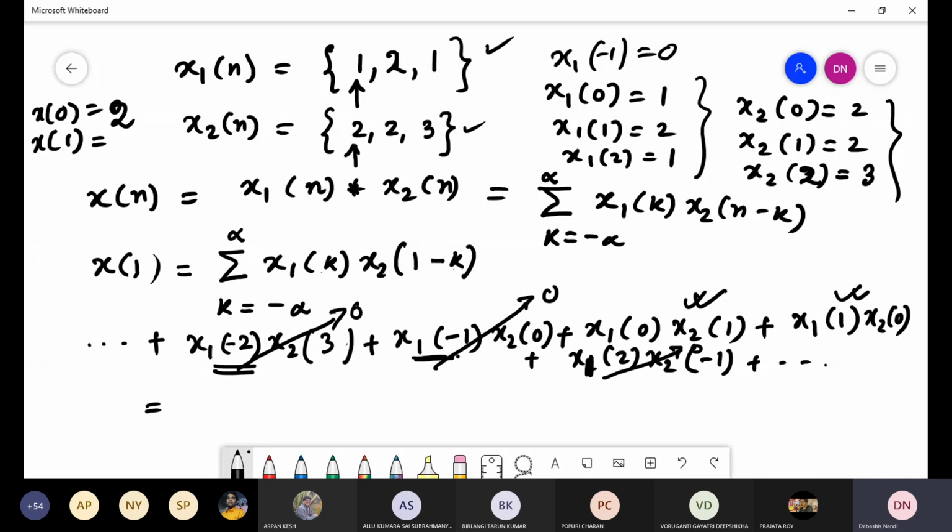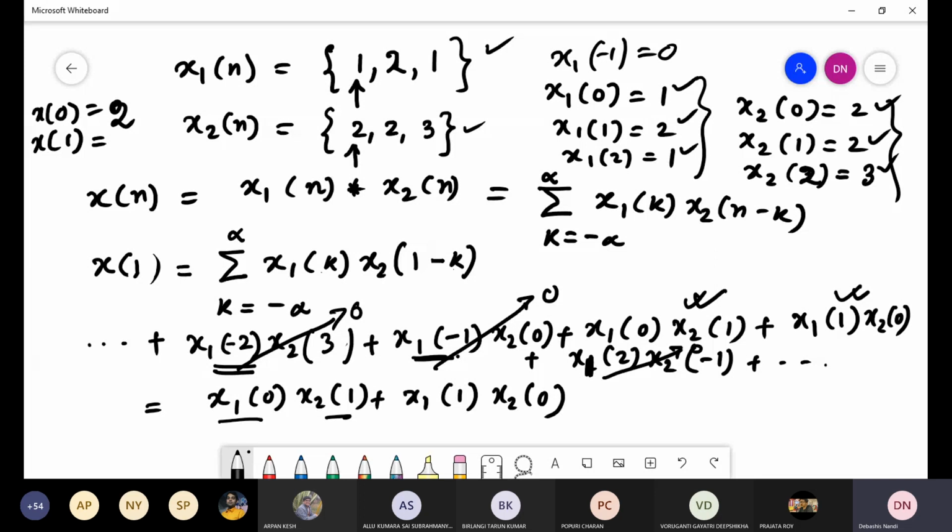So here you see the simplest form is coming: x1[0] x2[1] plus x1[1] x2[0]. So now you know what is x1[0], x2[0]. You take these values from here and you put them in, and you will get the value of x[1].